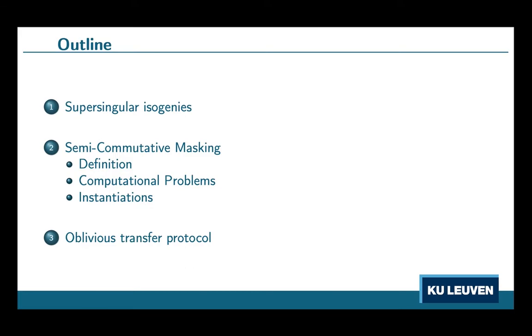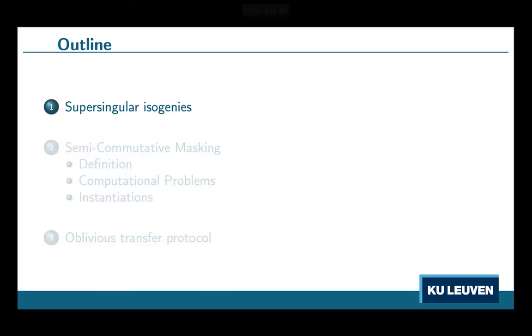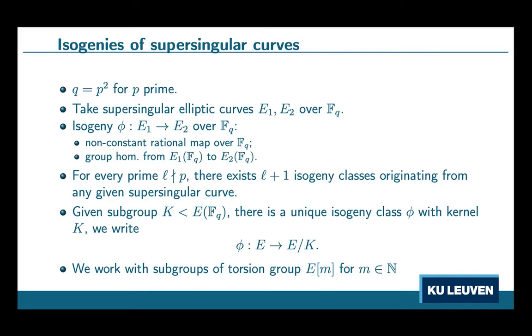So to get right into it, in our setting, we take q to be the square of a prime p, and we are concerned with supersingular elliptic curves over the field F_q, so defined by coefficients over F_q. So these isogenies are maps between two curves, so they are group homomorphisms from the group of points on one curve to the group of points on the other, and in some sense they allow us to move from one curve to another in the graph of supersingular elliptic curves.